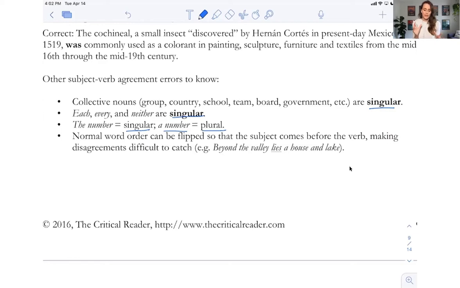So another thing to keep in mind is if you have "or" between two subjects, whichever subject is closer to the verb, so first subject, second subject, whichever subject is closer to the verb is going to determine whether you're using a singular or plural verb when you have the word "or."